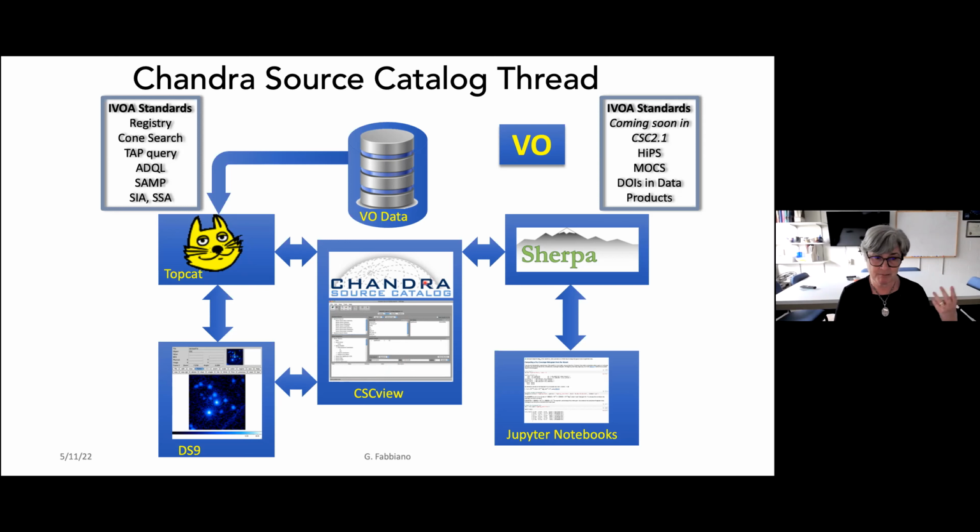You can take a spectrum from a source, you can do more detailed model fitting, for example, and now you can do all of that and record it in Jupyter notebooks. All of this is done by using IVOA standards. Here is the list. And there are newer standards, including adding DOIs to data products, data identifiers that will be available with the upcoming version CSC 2.1 of our catalog.